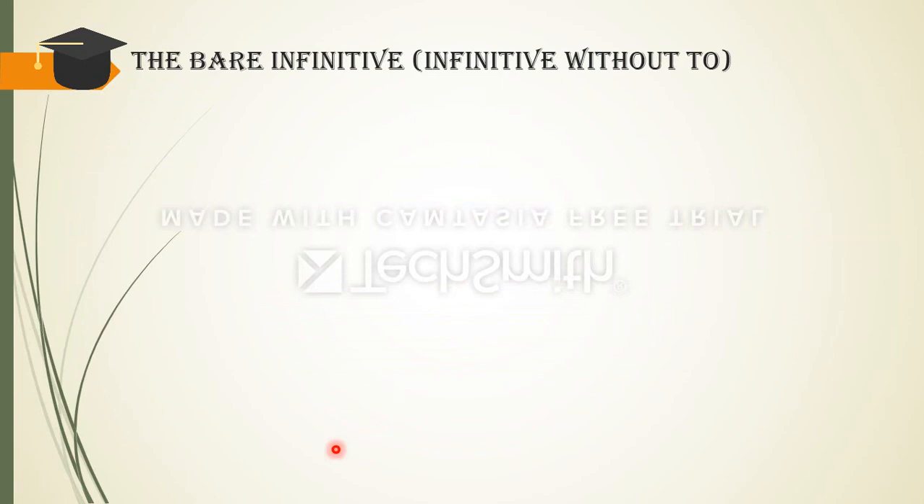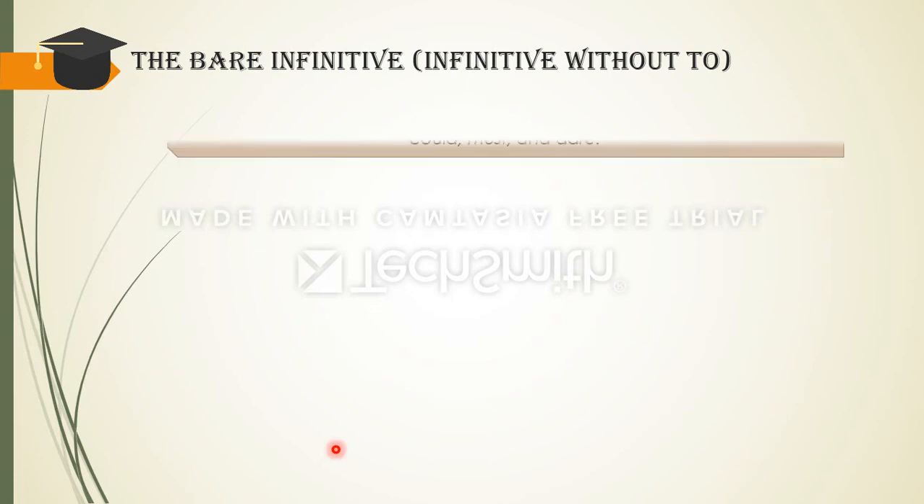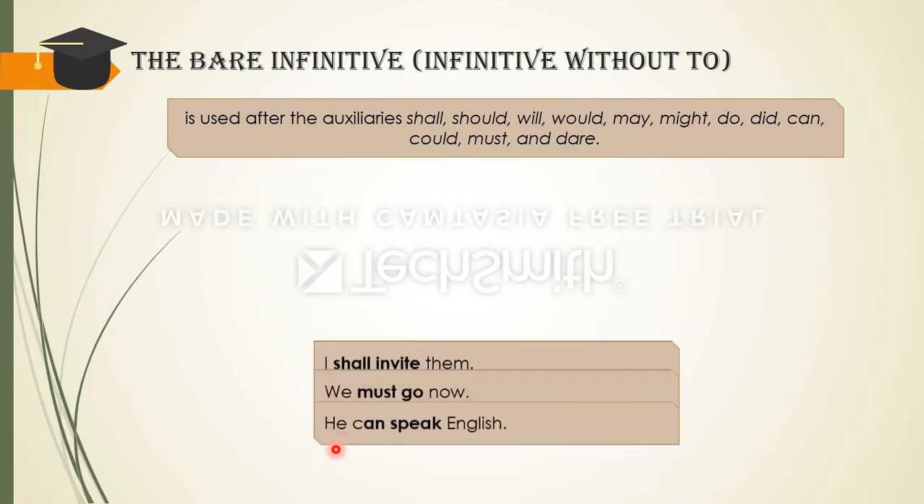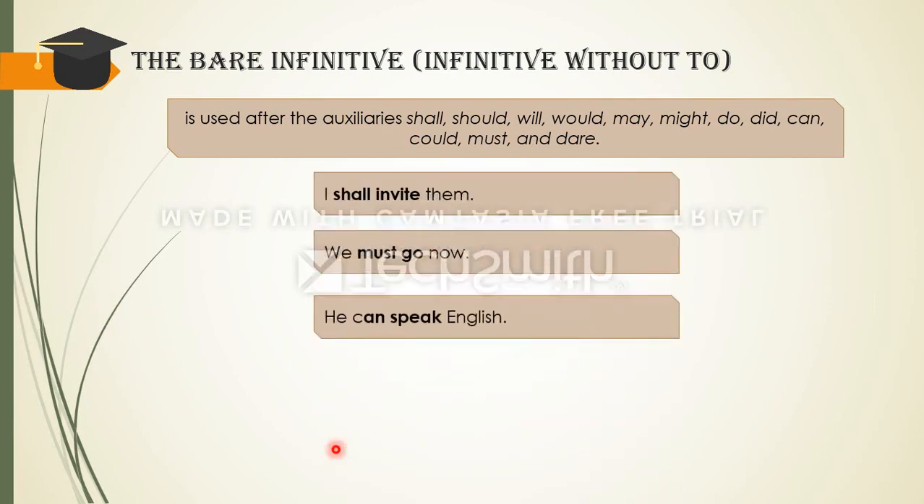Now the bare infinitive. Okay, and when I speak about the bare infinitive, I speak about the infinitive without to. Okay, so this form is used after the auxiliaries shall, should, will, would, may, might, do, did, can, could, must. So whenever you have modal verbs, the will form of the simple future, the auxiliary of some verbs, we do use the infinitive without to. Let's see some examples, please.